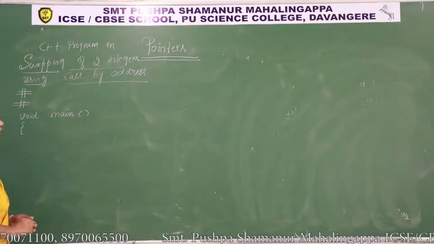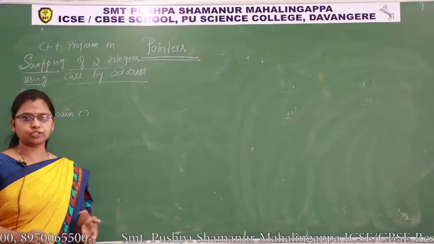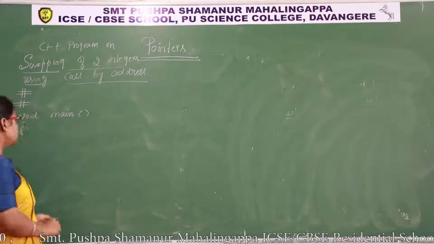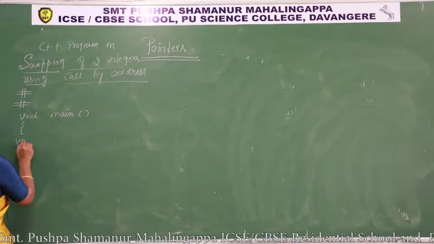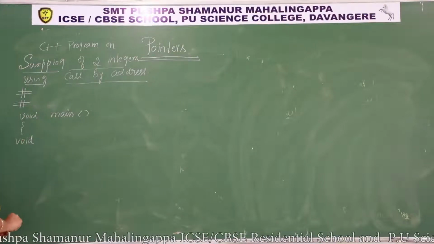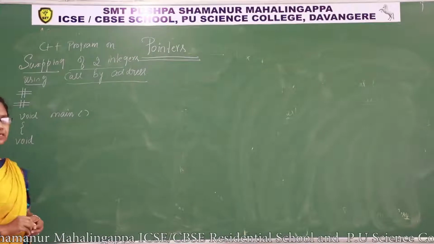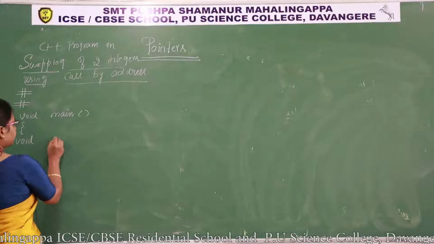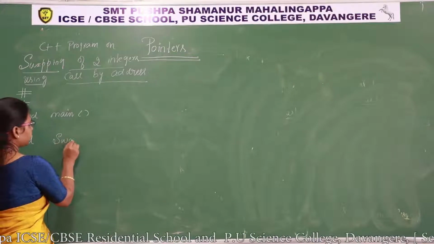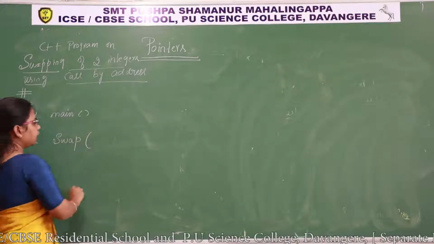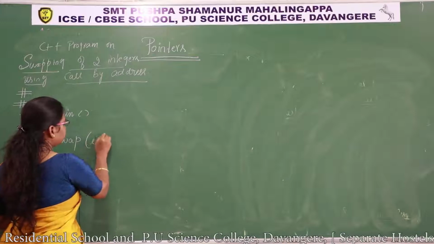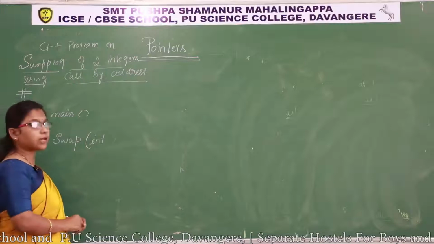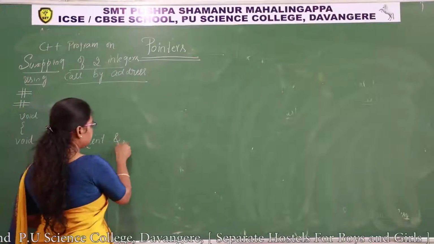Now we need a function. We are going to define a sub function. That function has to swap two integers. So I have to write the function prototype here. That function does not return any value, that's why the return type specifier is void. And I'll take the name of the function as swap. Here I'm going to pass two arguments. I'm passing addresses, so I must write ampersand here.